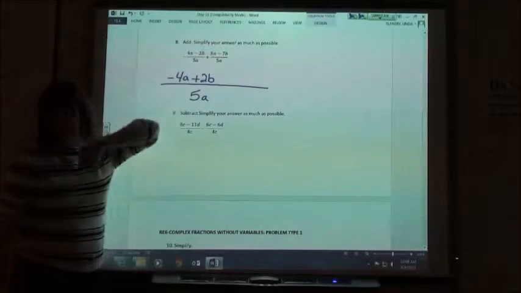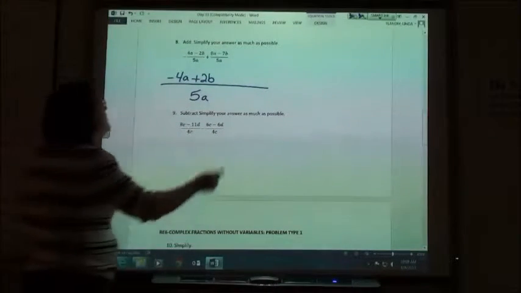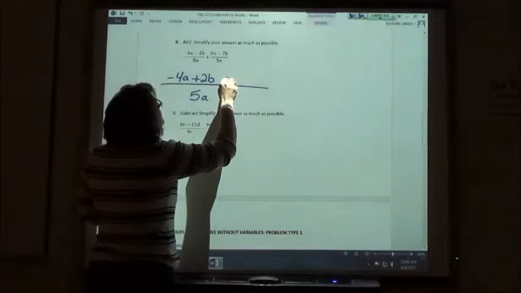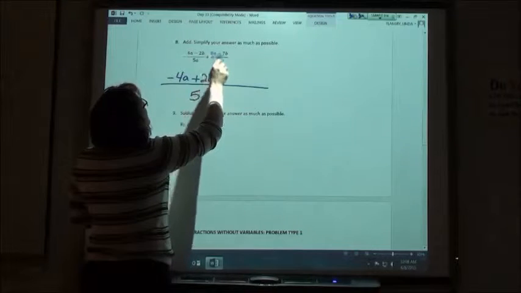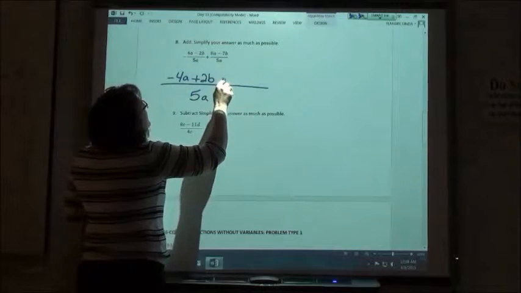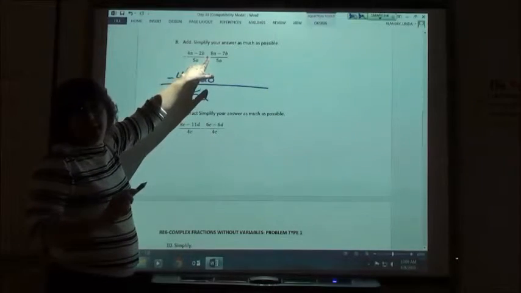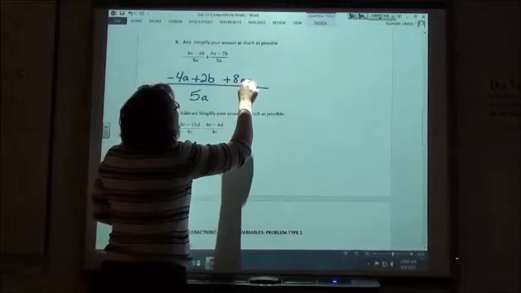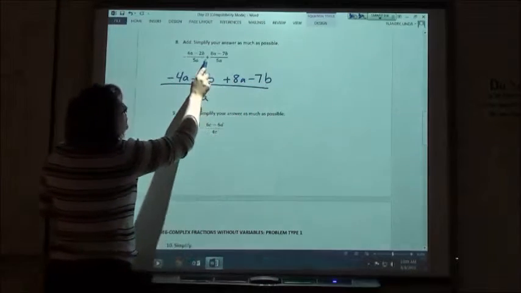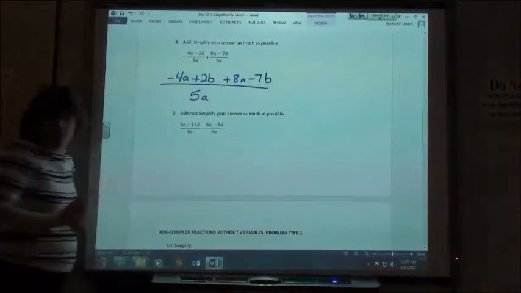This one has a plus sign in front, so if I distribute that positive sign, I'm going to have negative 4a. If I do this part, negative 8a. There's a plus sign there. Plus 8a minus 7b. It's going to be a plus 8a and a minus 7b. So positive 8 and then a positive times a negative stays negative, right?